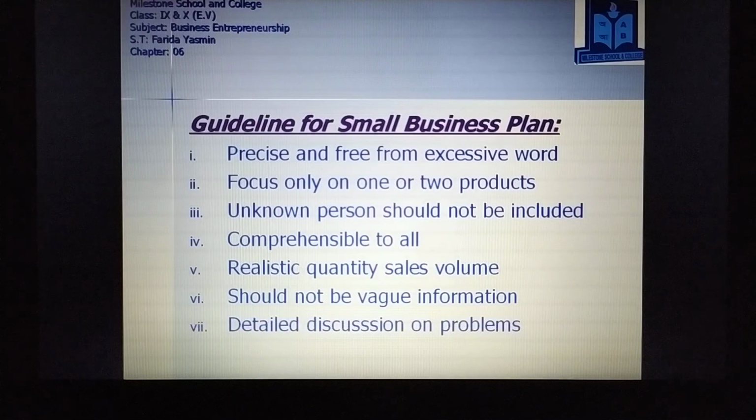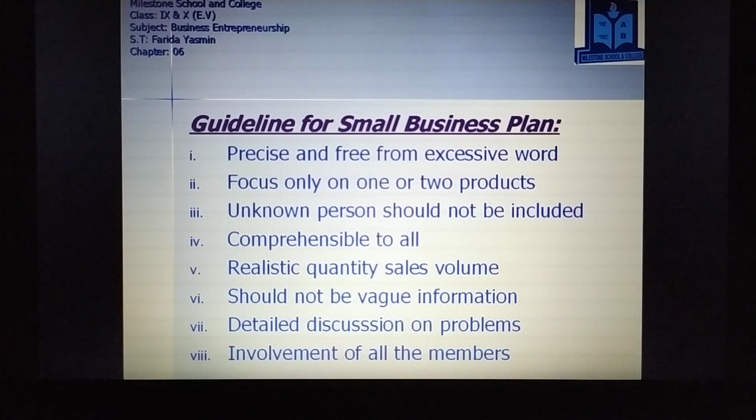Number 7, detailed discussion on problems. If there is any problem prevailing or any unwanted problems are assumed, that should be discussed in detail in the project. And the last point is involvement of all the members. It is necessary to involve all the members of the management team in making business plan, and if necessary, advice from any expert may be sought.